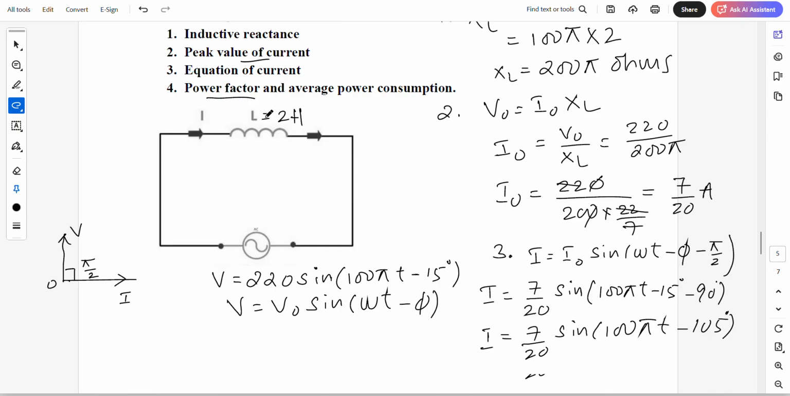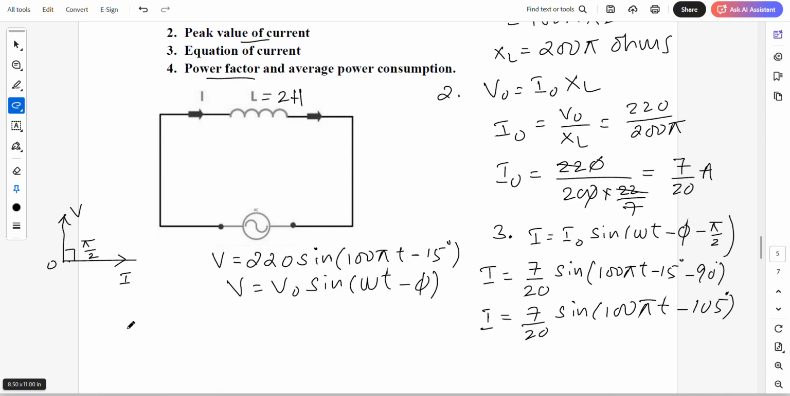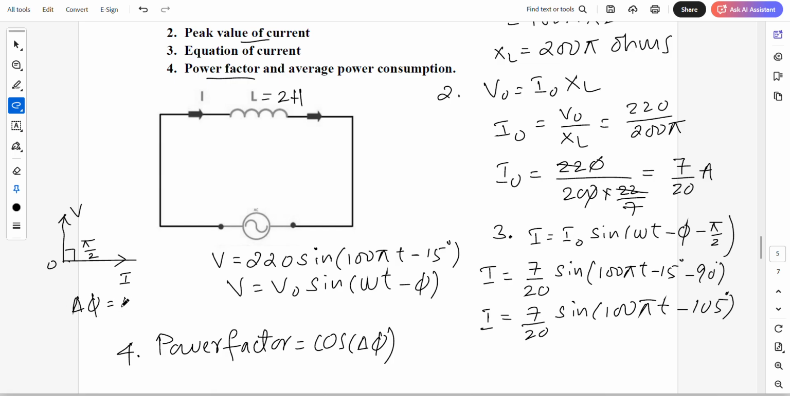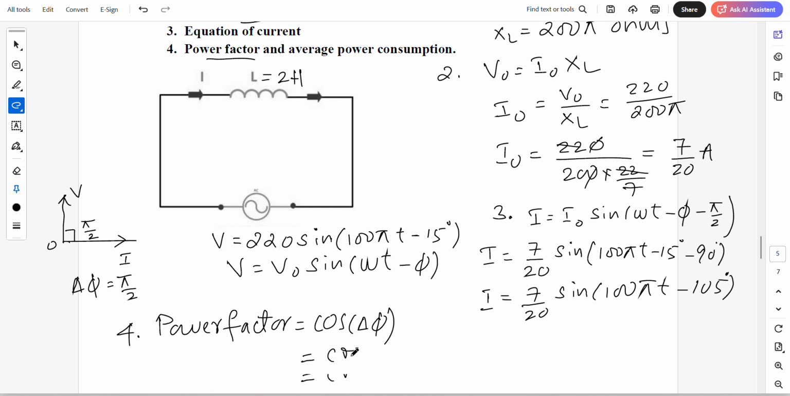Now next is what? Power factor. You have to calculate the power factor. What is the equation of power factor? We noted power factor is given by cos of delta phi. How much is delta phi here? Delta phi is equal to pi by 2, right? That is equal to cos of pi by 2. Cos of pi by 2 is how much? That is equal to 0. And then what is the power? Average power consumption is equal to 0 in case of a pure inductor. This is the answer for the fourth one.